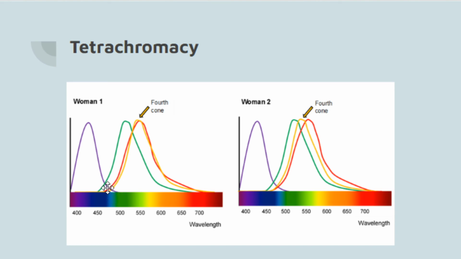And you'll notice in woman 1, this arc almost completely overlaps the red one, which means that cone isn't really doing anything different. So woman 1, although she's technically a tetrachromat, wouldn't actually perceive that many other colors or shades. Whereas woman 2, who has that fourth cone right in the middle of the other two sets of cones, would perceive a ton of different colors. Some estimations are up to like 100 times more shades than other people. So this lady would see a ton of different shades and colors where other people couldn't.